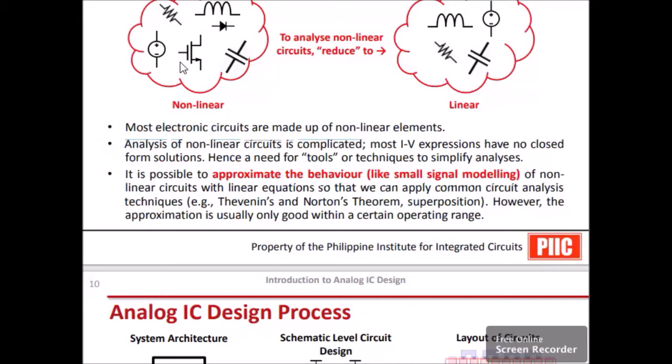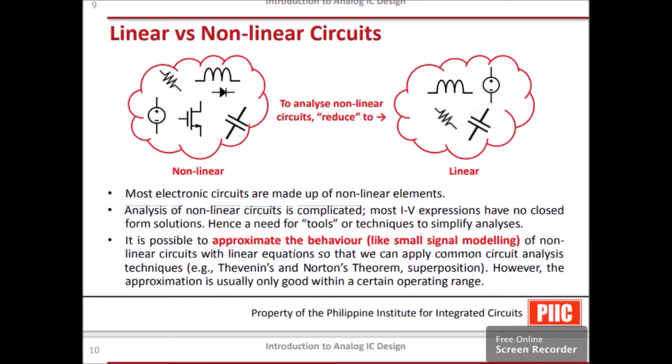Ginagamitan natin siya ng model so that we can solve it. Okay? But in actual, they're not really linear. So models lang po yung ginagamit natin that would somehow approximate itong mga characteristic ng ating nonlinear elements. And of course, kasi nga approximation lang siya, the approximation is only good within a certain operating range. Kaya hindi mo siya talagang ma-analyze sa whole, kasi yung approximation mo or yung model mo para maging linear siya is only for a certain range. And beyond some range, nagiging non-linear na yung element wherein hindi na siya pasok dito sa ating mga techniques na pwede nating gamitin.